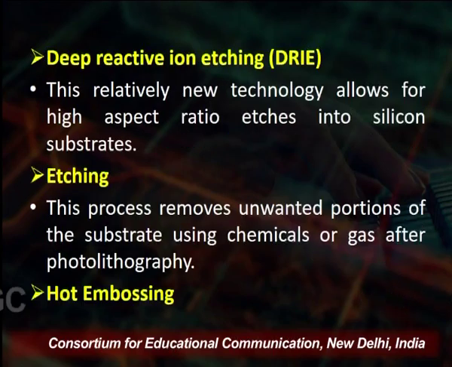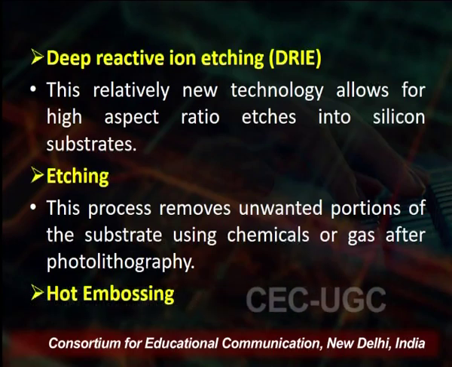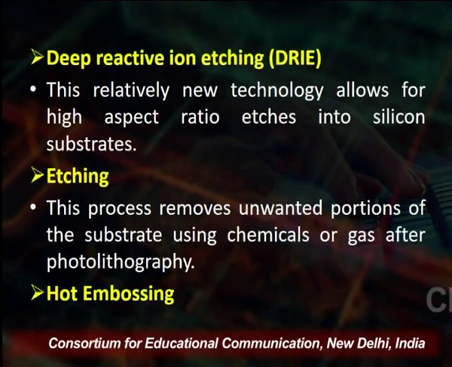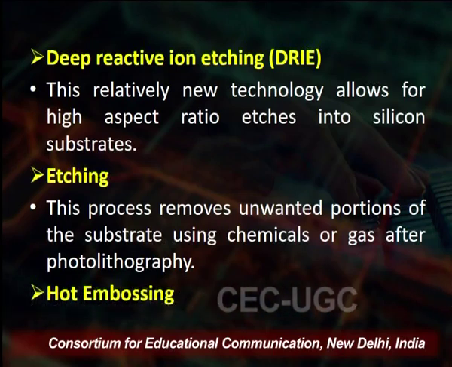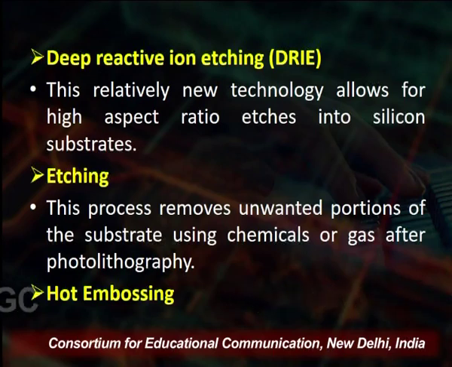Another technique is deep reactive ion etching. This is DRIE, and this is a new type of technology and it allows for high aspect ratio etches into the silicon substrate. This is used for the etching purpose on the silicon wafer or another type of wafer also. Next step is etching. This is also a process to remove the unwanted portions of the substrate using chemical or gas after photolithography. So, all these techniques are used for the manufacturing of MEMS devices. Another is hot embossing. So, we will discuss one by one.